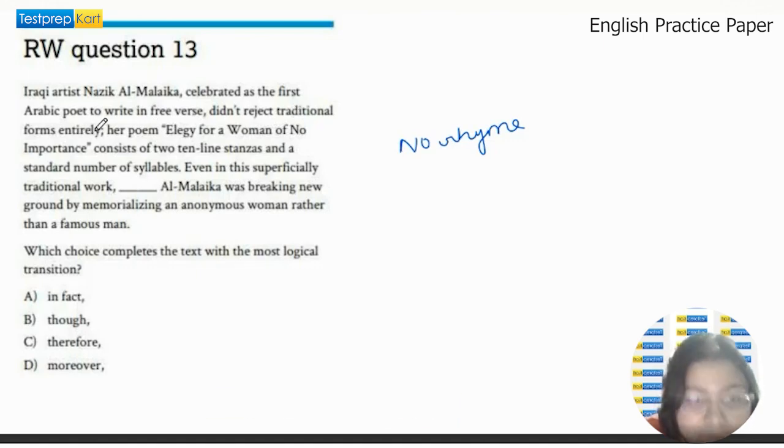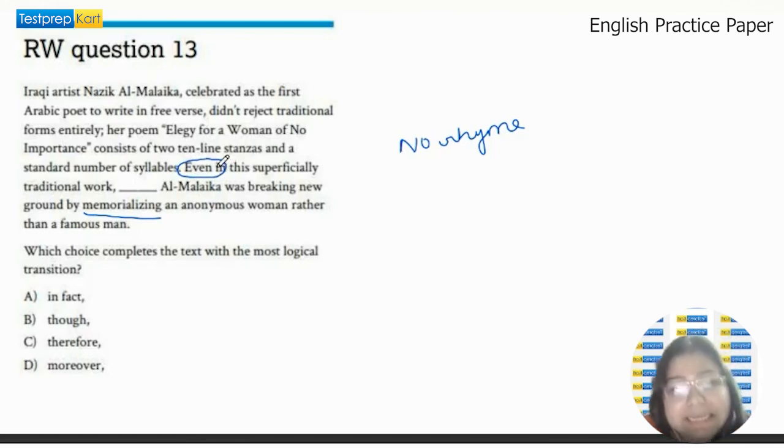of poetry. Her poem Elegy for a Woman of No Importance consists of 2 10-line stanzas and a standard number of syllables. Even in this superficially traditional work, al-Malaika was breaking new ground by memorializing an anonymous woman rather than a famous man. So memorializing means remembering or commemorating. So here the clue is even.